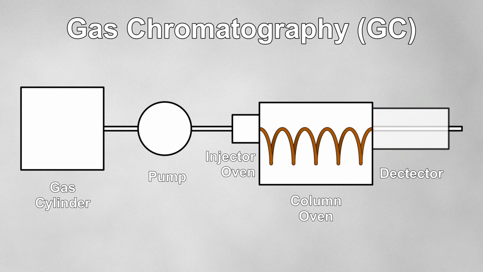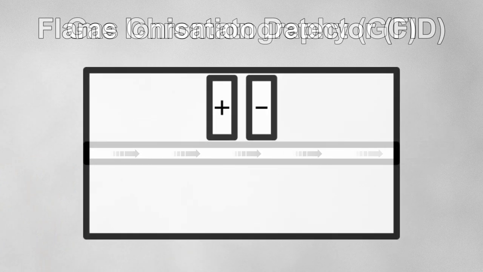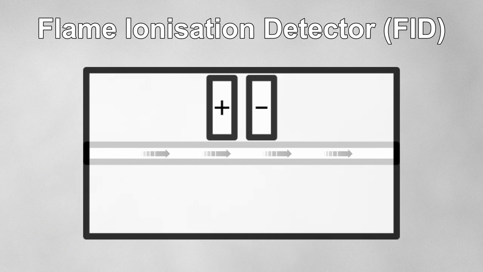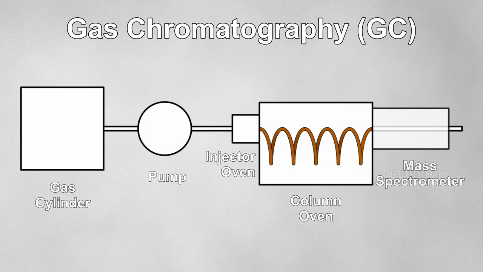There are two common types of detector used for gas chromatography. The first is a flame ionization detector, or FID, which contains a small flame that combusts each component that passes through it. This forms ions, which are attracted to electrodes, resulting in a small current which is detected to give a peak. The second type of detector is a mass spectrometer, which I'll go into more in another video.